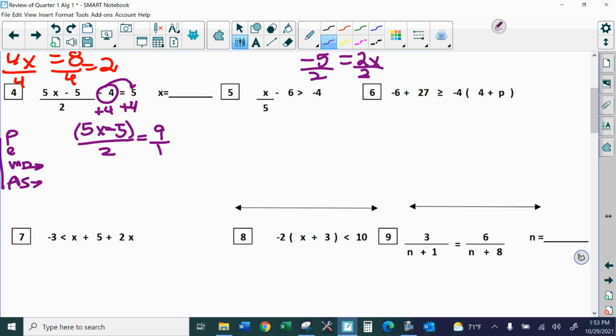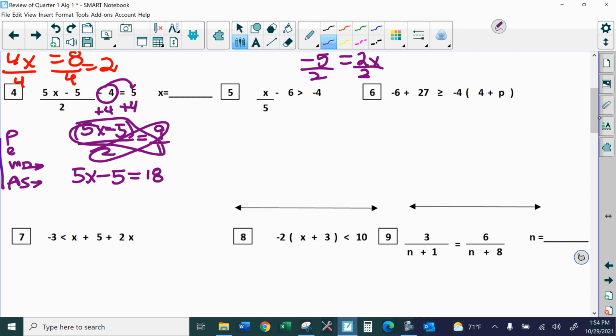So 5x minus 5 times 1 is just still 5x minus 5. Remember, this is that butterfly, some people like to call it. You only do that with proportions, not with fractions or anything like that. Multiplication of fractions only with proportions. There must be an equal sign. And 2 times 9 is 18.